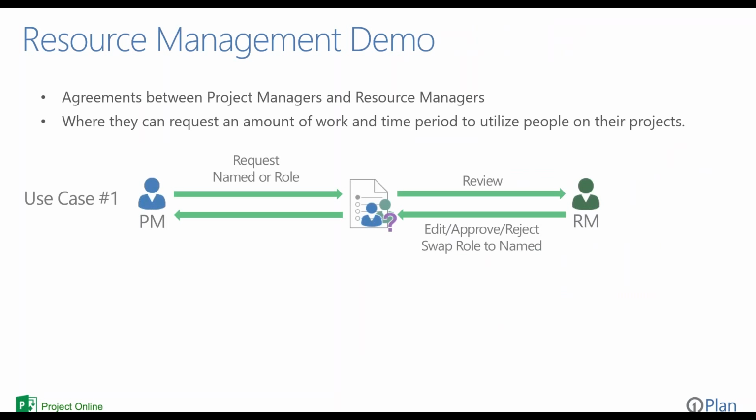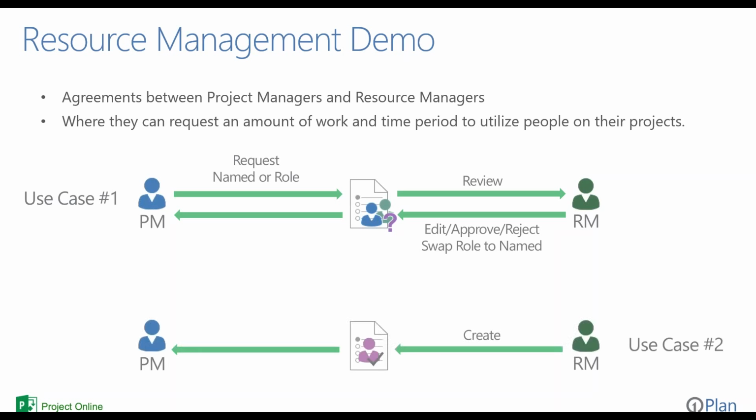So what we're going to talk about today is really about resource capacity planning or resource management, where you have agreements between project managers and resource managers, meaning the project managers have needs for their projects on specific skill sets or types of resources. The resource managers then review those requests and then edit and approve or reject those requests based upon assigning specific people to fill those to the project manager and having the project manager accept those, have them in their project plan so that they can actually do more detailed allocation potentially within their schedules.